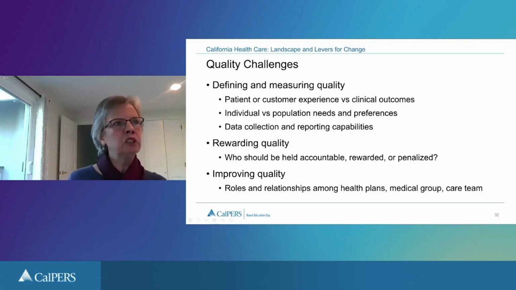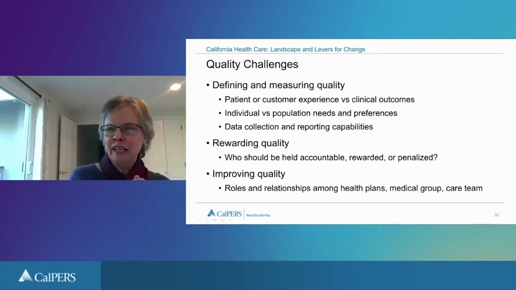Even once you decide what should be measured, it can be very difficult to collect and report data in appropriate ways. So for example, if you think you want to measure what's going on at a provider group level, you still have problems of small patient populations or small groups of people with a particular condition or need that can limit your ability to know just what's going on in terms of quality.